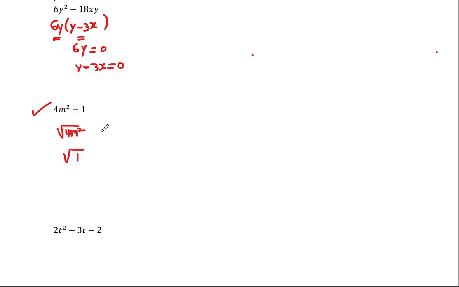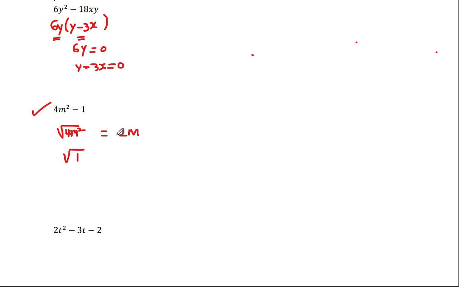So the square root of 4m squared is simply going to give us 2m, because the square root of 4 would give us 2, and the square root of m squared would just give us m, because the square root of a square term eliminates that square term. So we're left with 2m. If we were to multiply 2m by itself, we would get 4m squared, which is the term that was square rooted. So this is indeed correct.